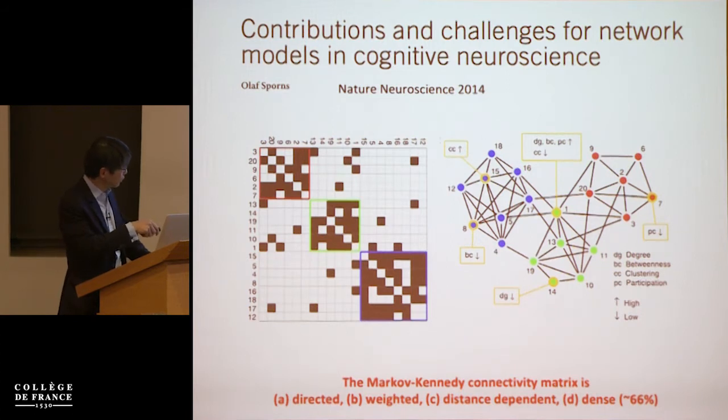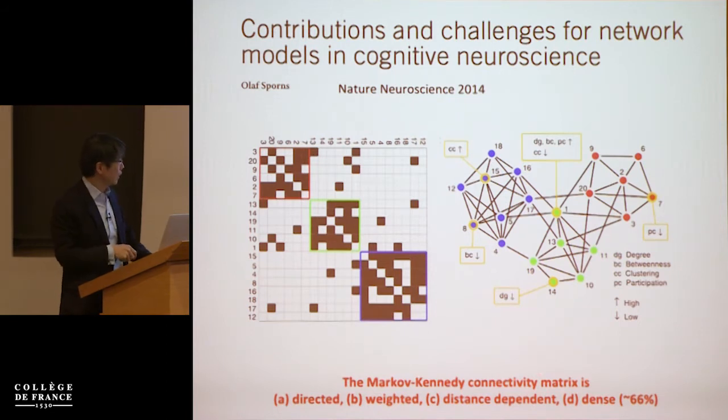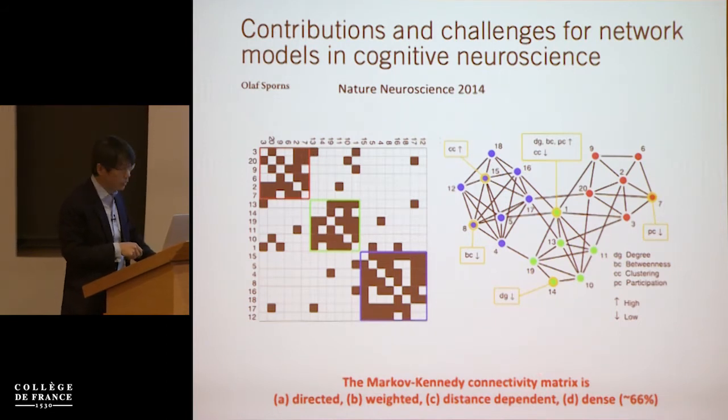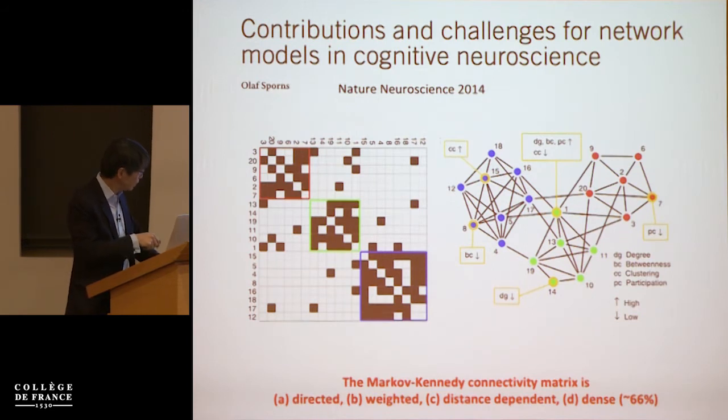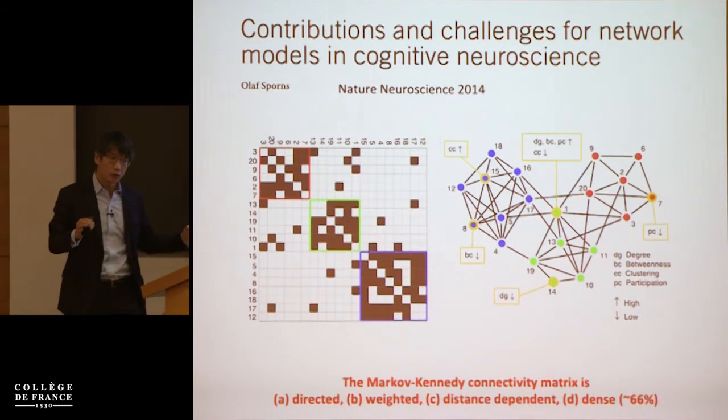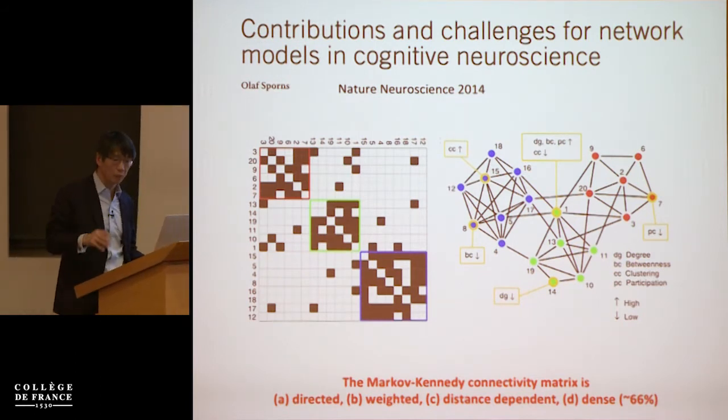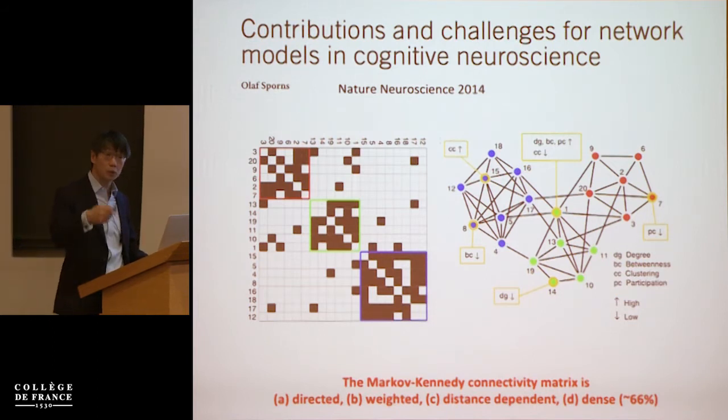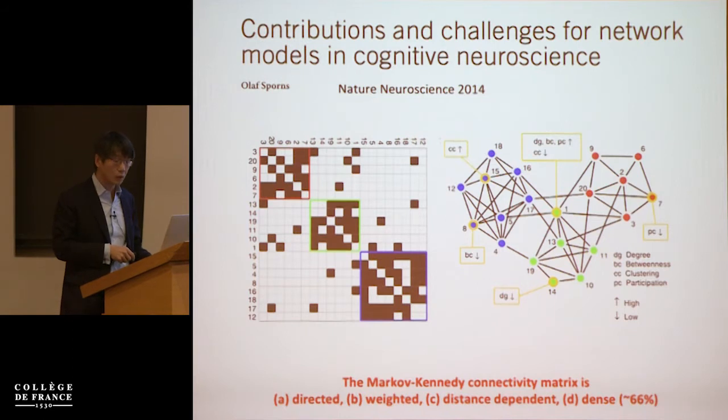So in contrast, just to say it one more time, this new database, the Markov-Kennedy connectivity matrix, if you like, is directed, weighted, and distance dependent. Finally, the connections are rather dense, and that's going to come back when we talk about functions. Out of all possible connections between pairs of areas, about 66% of connections are there, right? So it's not very sparse. That's going to have some computational implications.